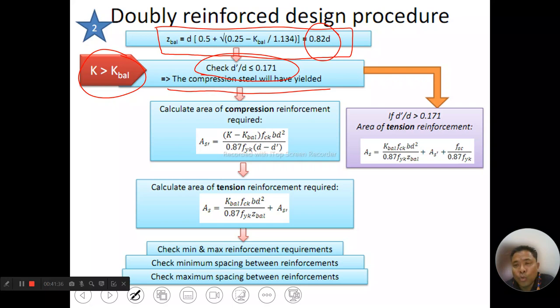And then you can calculate your A_s' (compression area) based on this formula. Actually, you don't need to memorise these formulas. And you also have to calculate your tension area of reinforcement based on this formula. Again, you must check the minimum and maximum reinforcement requirements, as we did in single reinforced sections, and the minimum and maximum spacing of your reinforcement. Again, the same as in single reinforced.